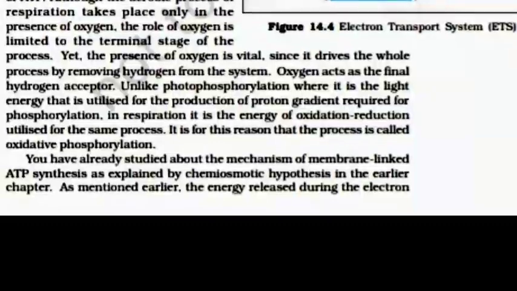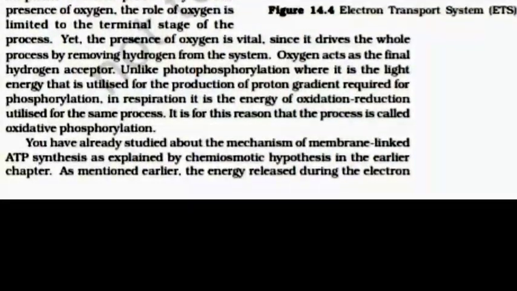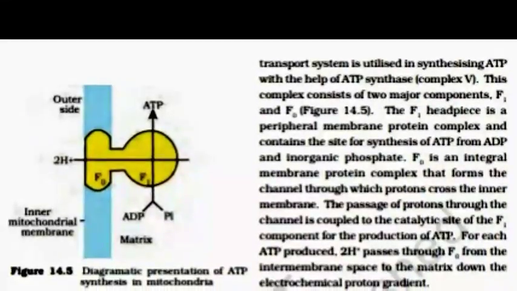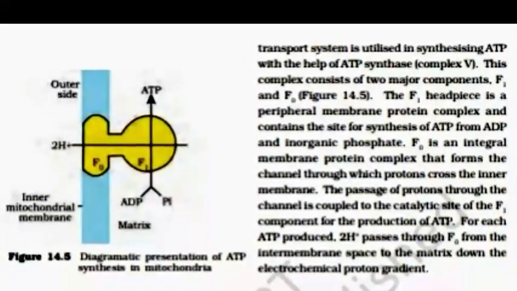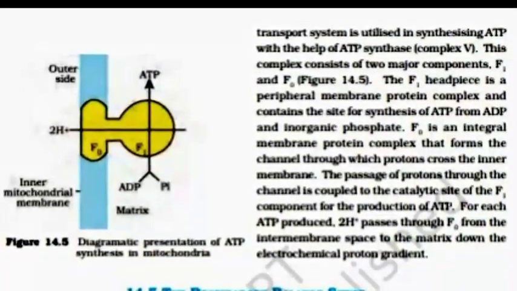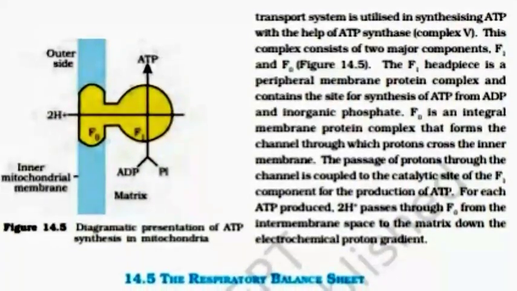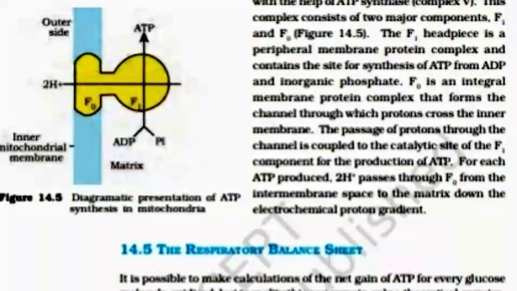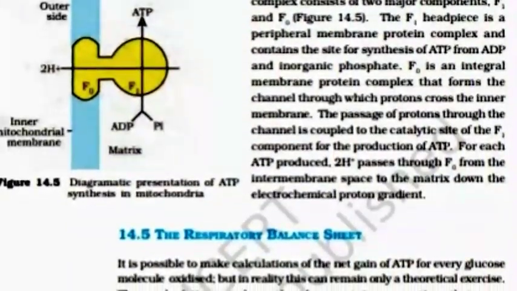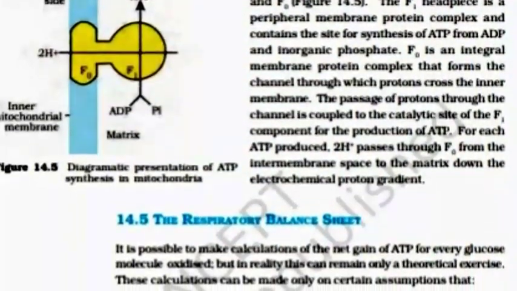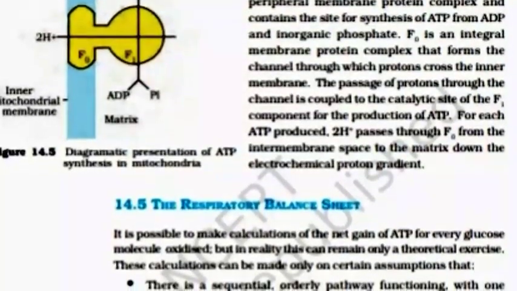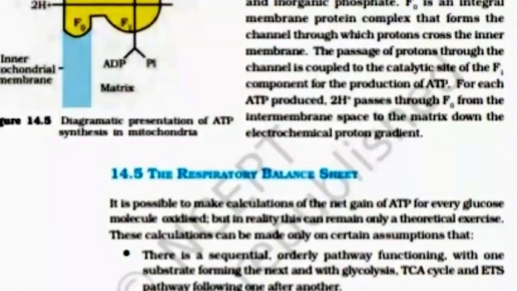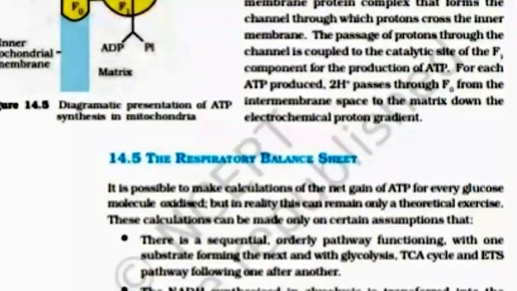You have already studied the mechanism of membrane-linked ATP synthesis as explained by the chemiosmotic hypothesis in the earlier chapter. As mentioned earlier, the energy released during the electron transport system is utilized in synthesizing ATP with the help of ATP synthase, complex 5. This complex consists of two major components, F1 and F0. The F1 headpiece is a peripheral membrane protein complex and contains the site for synthesis of ATP from ADP and inorganic phosphate. F0 is an integral membrane protein complex that forms the channel through which protons cross the inner membrane. The passage of protons through the channel is coupled to the catalytic site of the F1 component for the production of ATP. For each ATP produced, 2 H+ pass through F0 from the intermembrane space to the matrix down the electrochemical proton gradient.